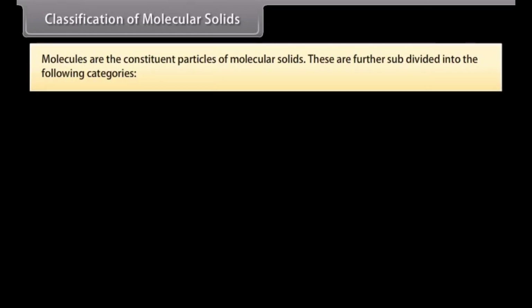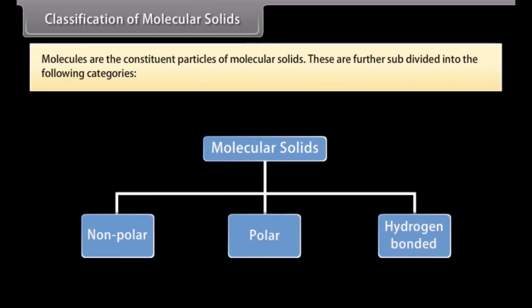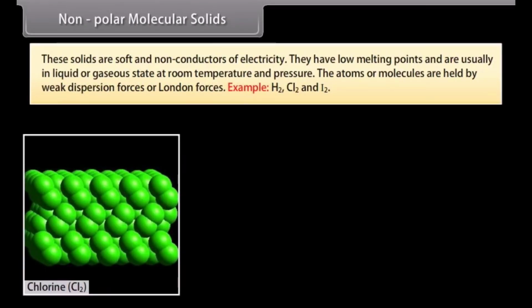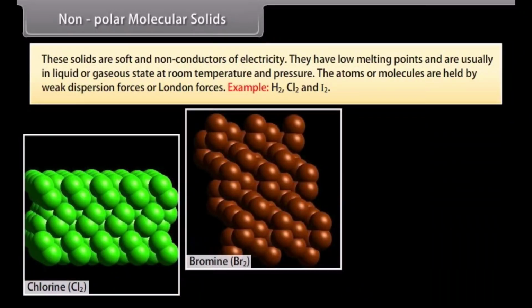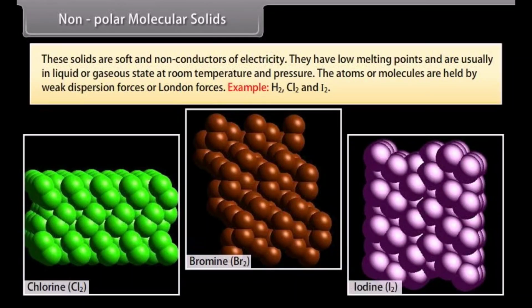Classification of molecular solids. Molecules are the constituent particles of molecular solids. These are further subdivided into the following categories. Non-polar molecular solids. These solids are soft and non-conductors of electricity. They have low melting points and are usually in liquid or gaseous state at room temperature and pressure. The atoms or molecules are held by weak dispersion forces or London forces. Examples: H2, Cl2, and I2.